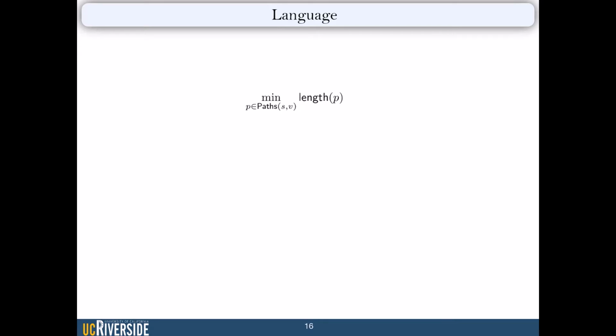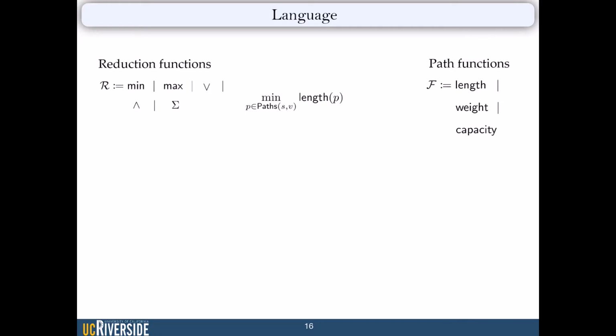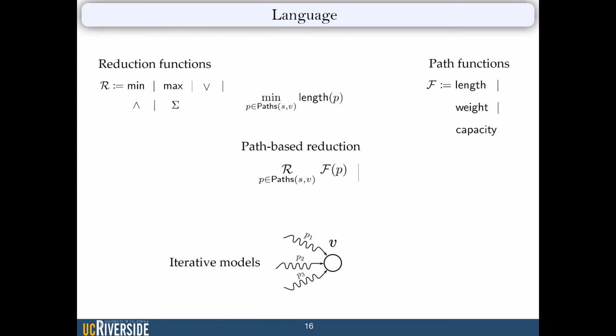This is done by applying minimum reduction function to the result of length path function. We have modeled known path functions such as length, weight, and capacity. Also, the reduction functions are from the known reduction operators. Reductions of these sorts are called path-based reduction and have the general form of applying reduction function R to the result of a path function for a set of paths. We will later see that path-based reductions can be calculated using iterative models.